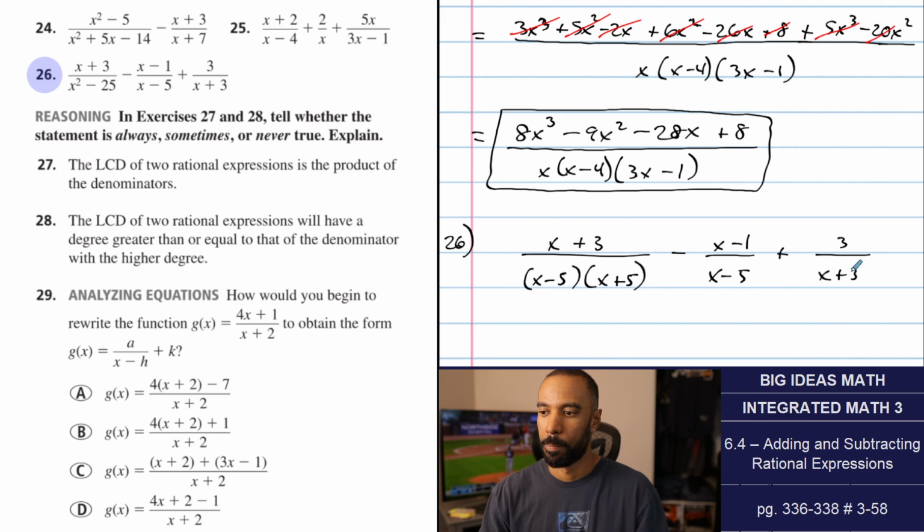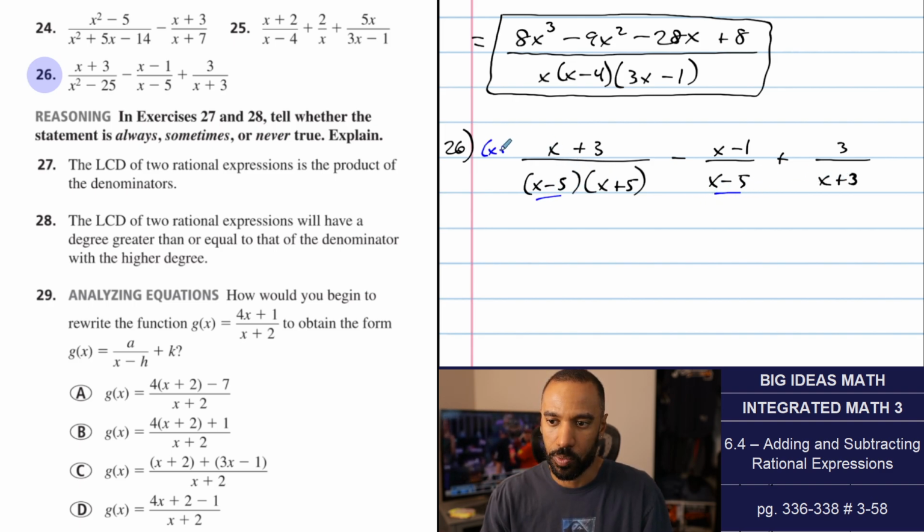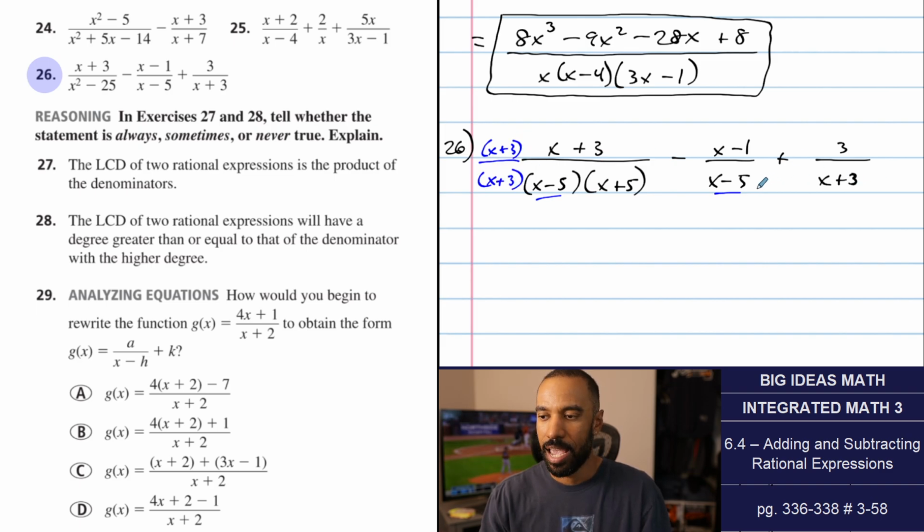Okay, so, well, here's the thing. I don't need the space. Oh, I do. Actually, I do. Okay, what's missing in each fraction? This x minus 5 times x plus 5. These are shared. Nothing else is shared elsewhere. So this is missing an x plus 3 on top and bottom because this has it. And this is missing x plus 5 and x plus 3.